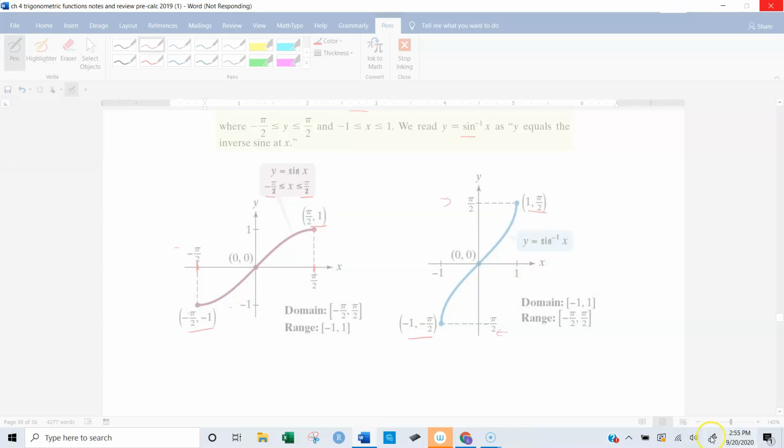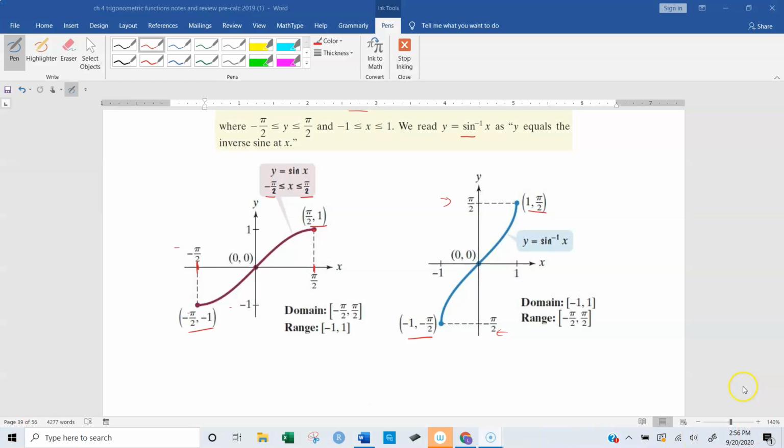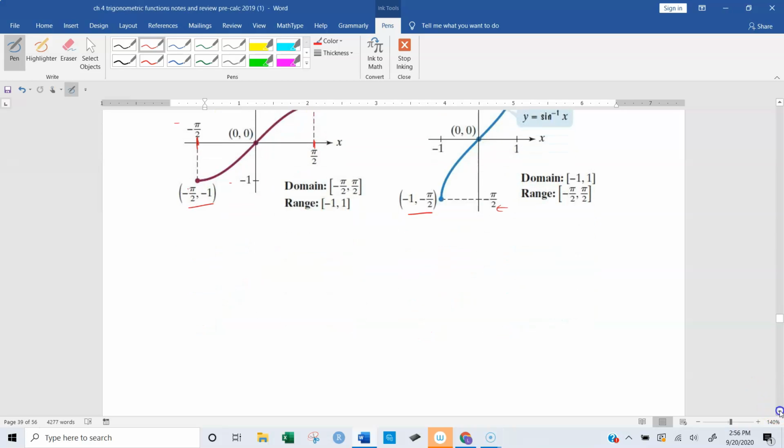All right, come on. My Windows just paused. Sorry about that. My Windows decided just to stop working for a little bit.